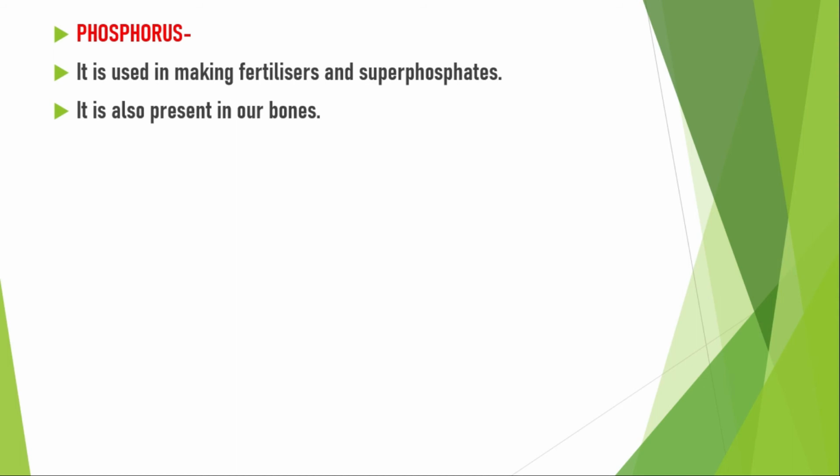Talking about the other non-metal, phosphorus is a reactive non-metal which is not usually found in the pure state, and many forms are there like red phosphorus and yellow phosphorus, and phosphorus is found in our bones as well. It is also used in making fertilizers and superphosphates, and it is again an important fertilizer for plants.